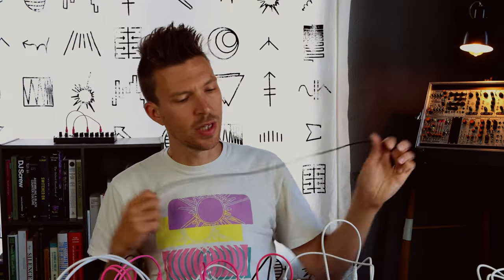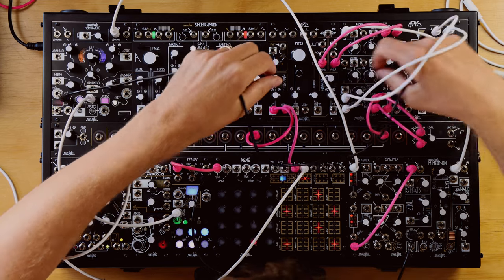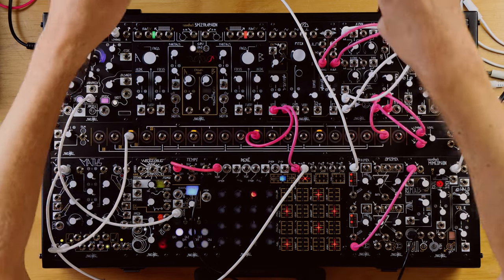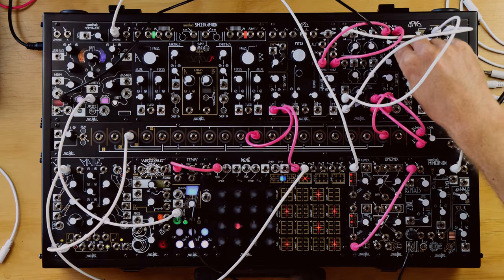Another thing I'd like to use is the envelope follower out of the Morphagene. Let's use it on the input VCA on QPAS. This adds the specific rhythm of the drum break to the bass line.